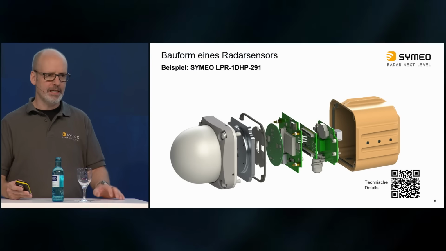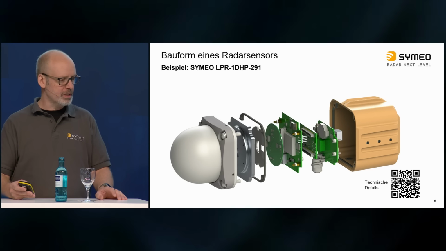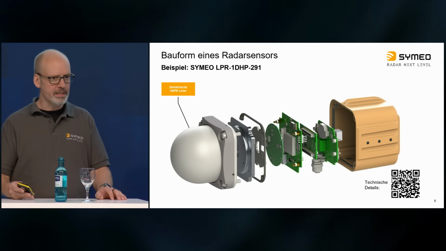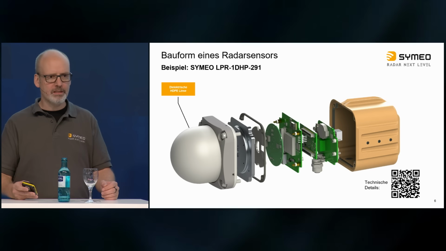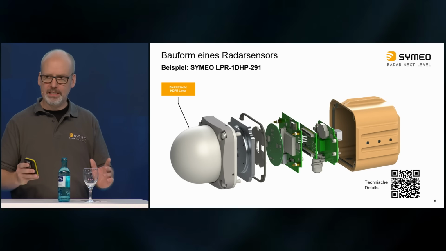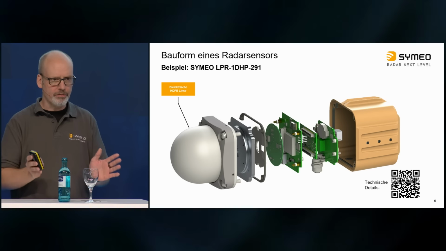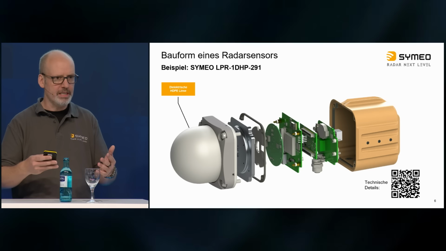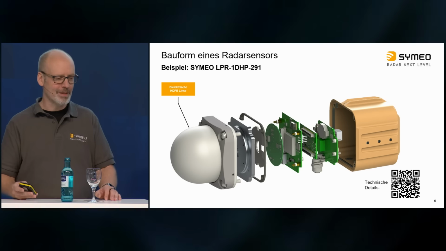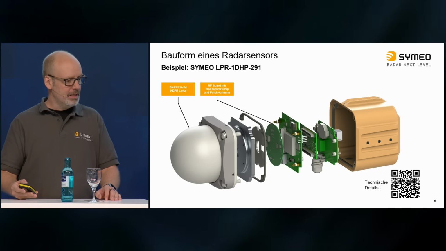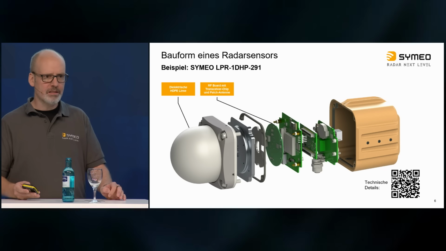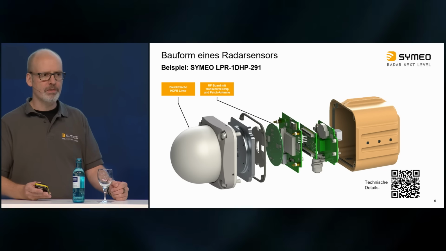What does radar look like? I don't know if you ever looked into the interior of your microwave. It's slightly different. Let me start on the left-hand side. The central element of a radar or component is the antenna. With the antenna, I can do many things. I define the field of view, the bundling, the range, and the aesthetics as well. As you can see here, the antenna is an antenna system.